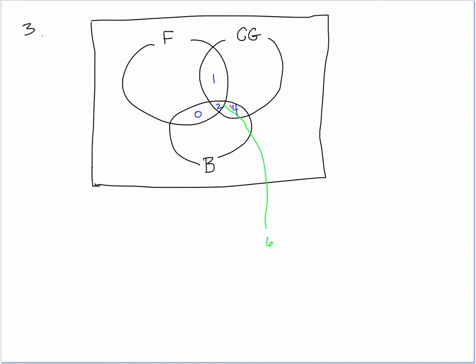7 total are bilingual. So I have 6 already, 1 more makes 7. 17 are college graduates, and I have 7 people in the college graduate region already, so I need 10 more out here. And 11 are female, and right now I have 3, so that gives me 8 in that region. And then we want to answer these 3 questions.